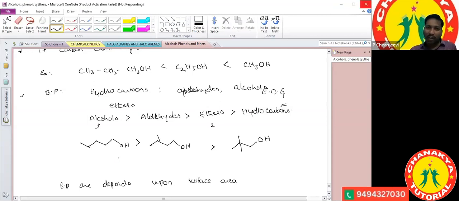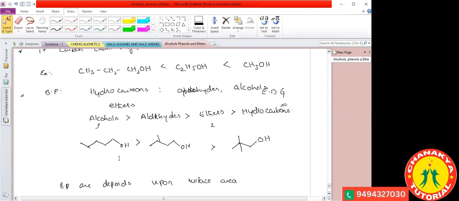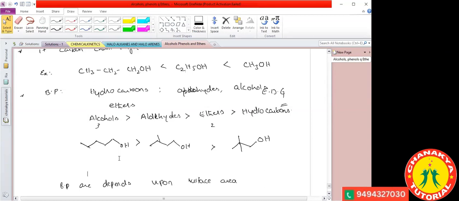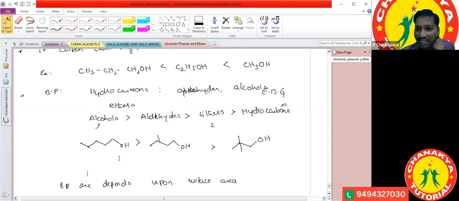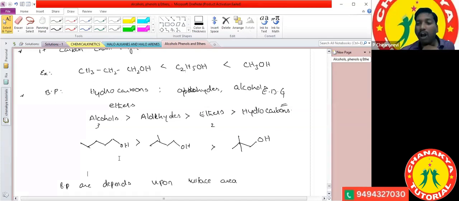The lower alcohols are highly soluble in water because they form intermolecular hydrogen bonding. Can you hear my voice? I didn't get your voice. Now I'm getting your voice. Can you repeat again? I wasn't able to hear you. If the carbon chain length increases, does solubility increase or decrease? Sir, will it increase? Because the carbon chain length increases.